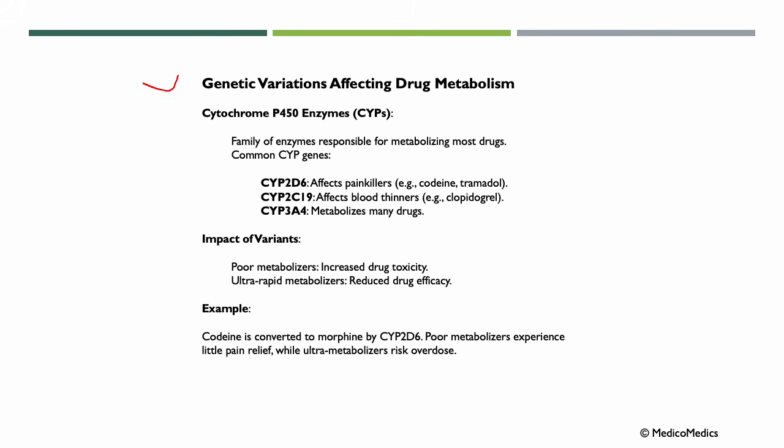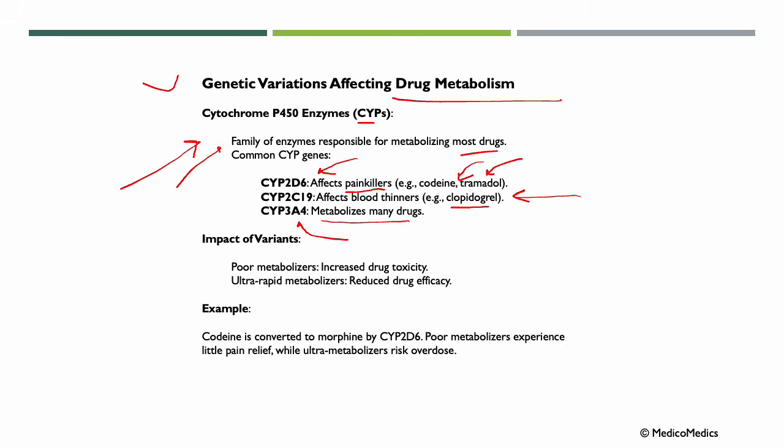So, some variations in how drug metabolism is affected. For example, cytochrome P450 enzymes, CYPs. This is a family of enzymes responsible for metabolizing most drugs. Common CYP genes include, for example, CYP2D6. It affects painkillers like codeine and tramadol. Another one affects blood thinners like clopidogrel. CYP3A4 metabolizes many drugs.